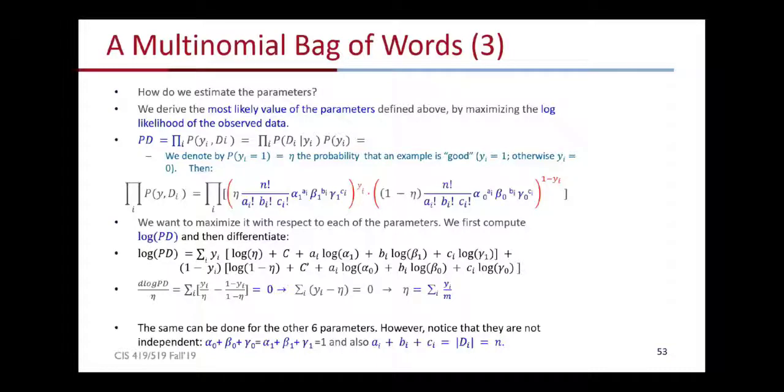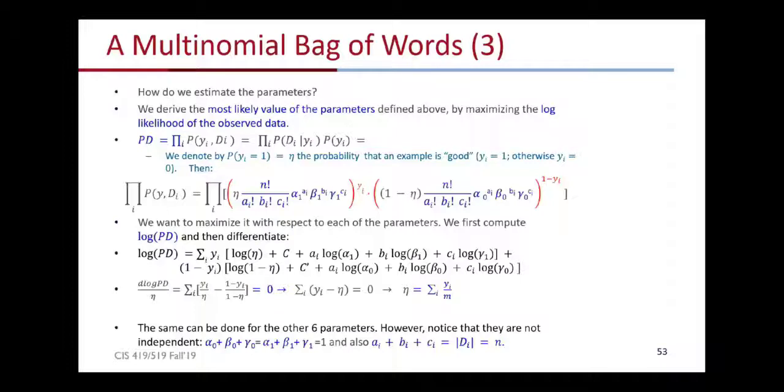So let's compute here the probability or the likelihood of the data that we see. So we derive the most likely value of the parameters by maximizing the log likelihood of the data. So I'm writing here the log likelihood of the data. I'm assuming that documents that I observe are independent. So I can say that the probability of observing this collection of documents is the product over the probability of each one of the documents separately. So which I can write as the product over i of P of D given Y, P of Y.